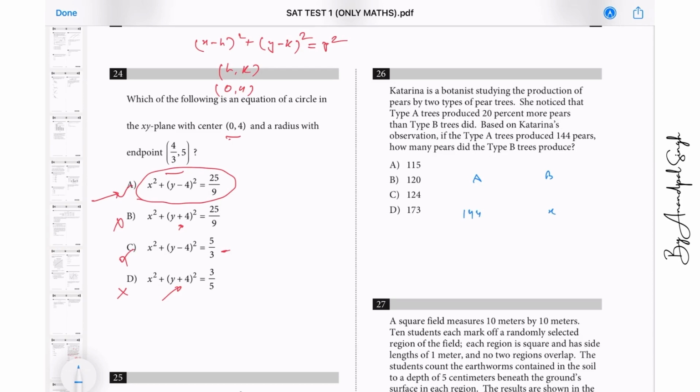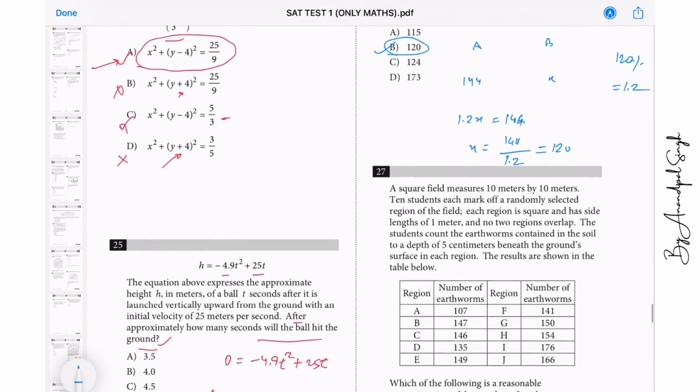Let it be x. Now this should be 1.2x equals 144 because A is 20% more. 20% more means 120%, which means 1.2. So x will be 144 divided by 1.2. It should give you 120. That is the answer, so we will go with option B.